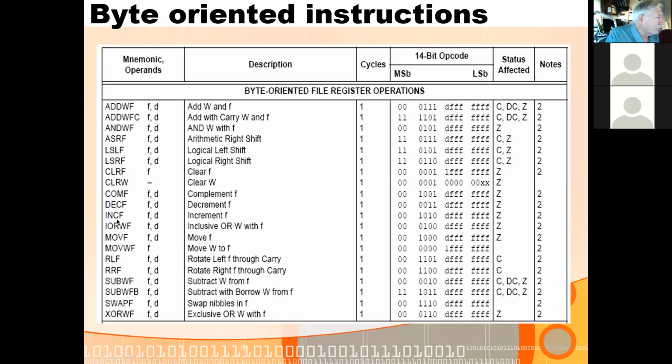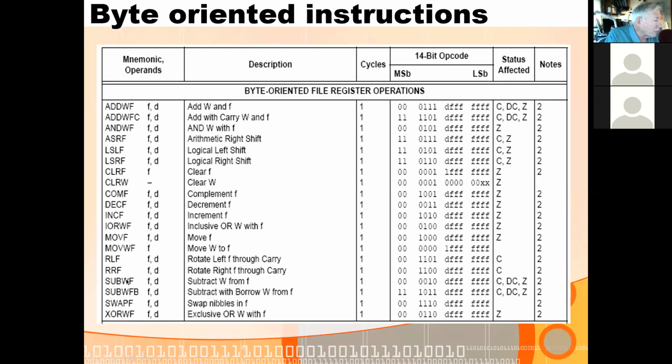And you should look through these. You have add with carry, shift right, logical shift left, logical shift right, clear, compare, decrement, increment, inclusive or, exclusive or, swap nibbles. That's not swap bytes, it's swap nibbles. The lower 4 bits get switched with the upper 4 bits in either W or a file register. Well, the results get left in a file register or W. But you could specify W, I guess, if you wanted.